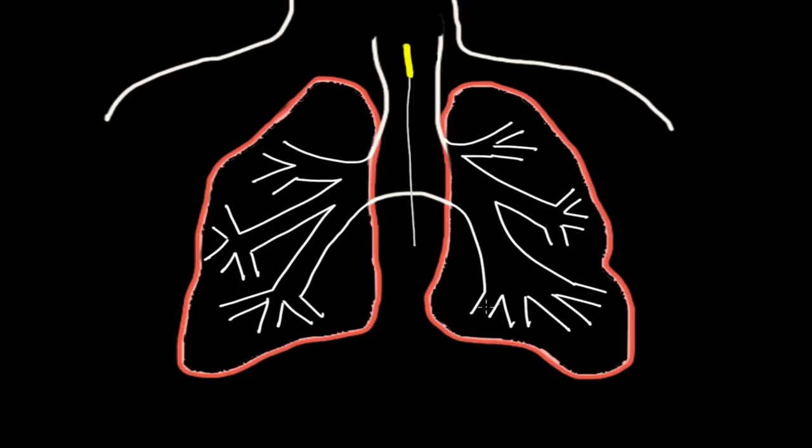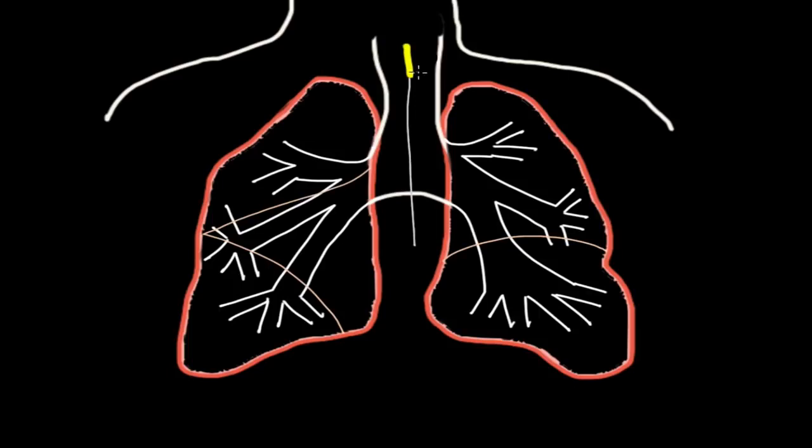I've drawn out. So we know that we have a right and a left lung. And in our right lung, I'm just going to draw out some lobes here. We know that we've got 3 lobes in our right lung. So we have an upper, a middle, and a lower. And in our left, we've got 2.